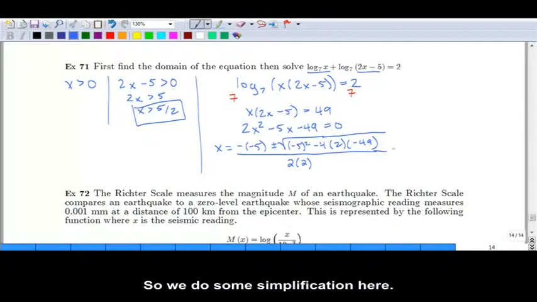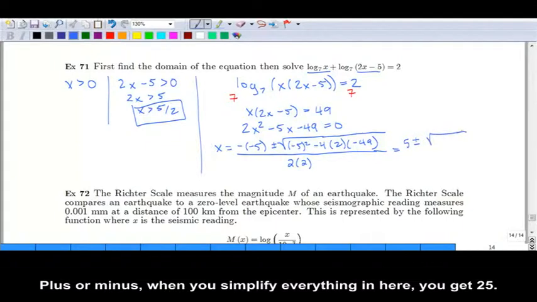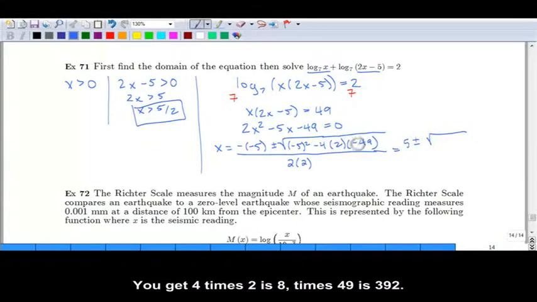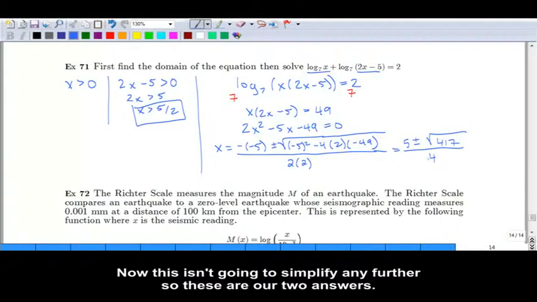So we do some simplification here. We got negative 5, which gives us positive 5, plus or minus. When you simplify everything in here, you get 25. You get 4 times 2 is 8, times 49 is 392. So 392 and 25 gives you 417, and it's all divided by 4. Now this isn't going to simplify any further, so these are our two answers.